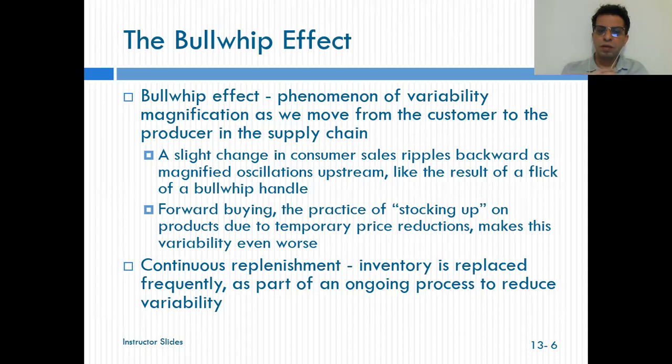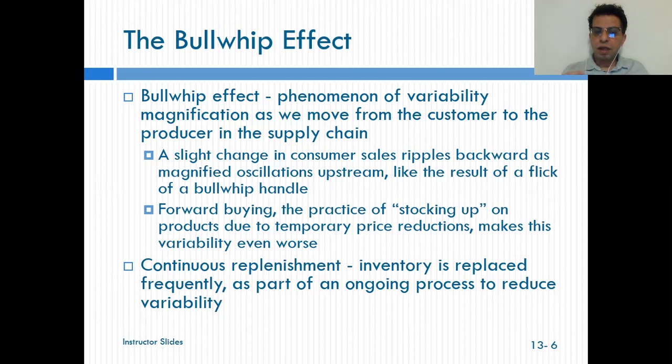Now, if the customer changes his order, wants to make a change, to go back through the supply chain, this will take so much time for the transfer of information and the transfer of the concept and the knowledge. A slight change in a customer's sales ripples backward, magnifying the oscillation upstream, like the result of a flick of a bullwhip handle.